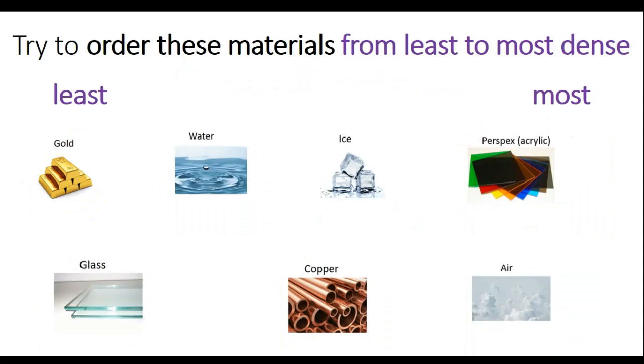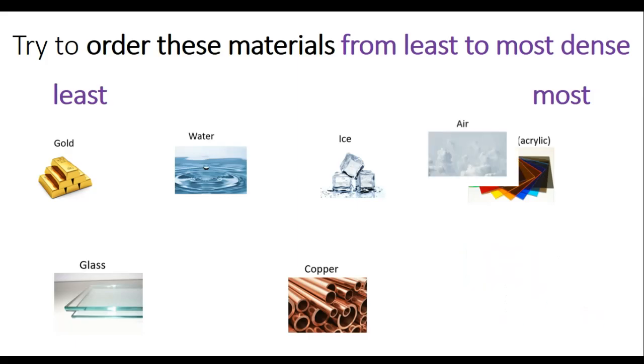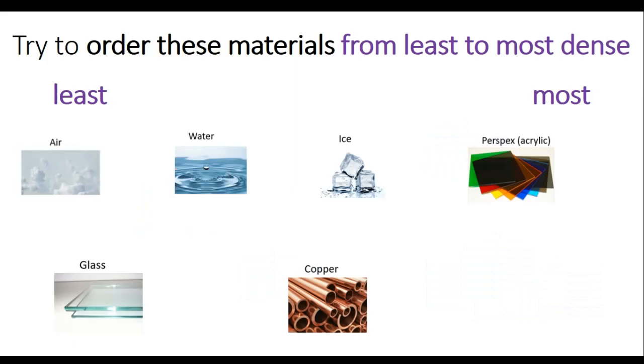So hopefully you were able to at least have a go at trying to order these materials from least to most dense. So I'm going to order these then from the least dense being on the left and the most dense being on the right. So our least dense material from all of these is actually air. So air is least dense, whereas gold is the most dense.